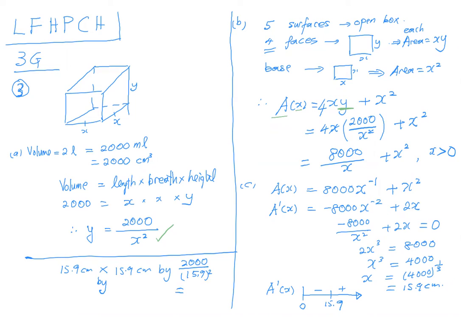Okay, the minimum surface area, you just put your x back into here. Then you get the answer. Are you okay? Okay or not? So question 4 is quite a simple one because they give you the formula. You just need to differentiate. All right? Okay. Can we go to question 5?